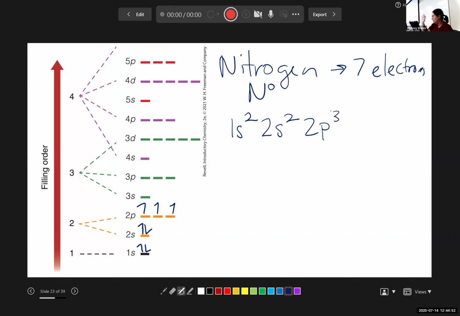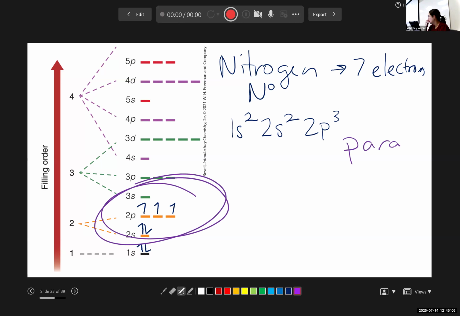Is nitrogen by itself, not N2, is nitrogen para or diamagnetic? Yes. Unpaired electron is para. It's still para, like if there's, let's say there's 2 more electrons, it would still be para.